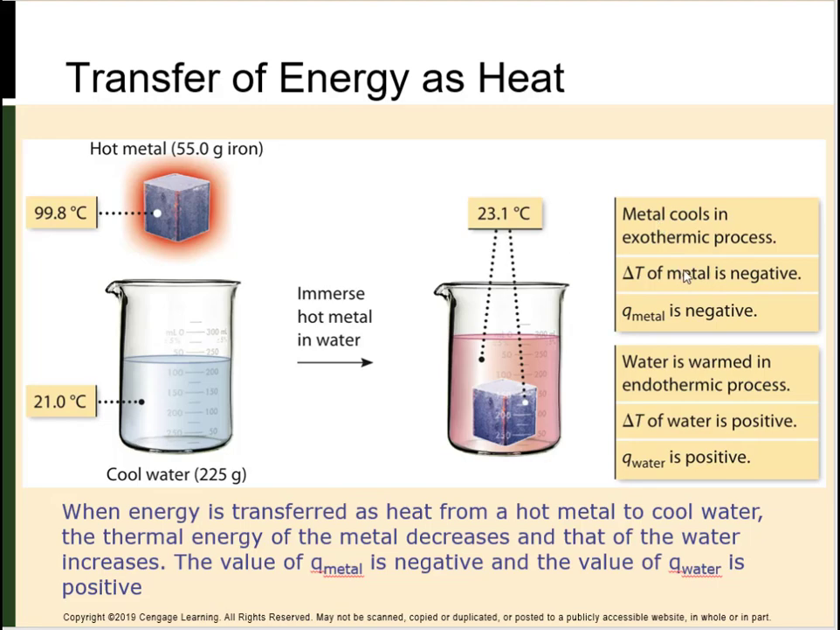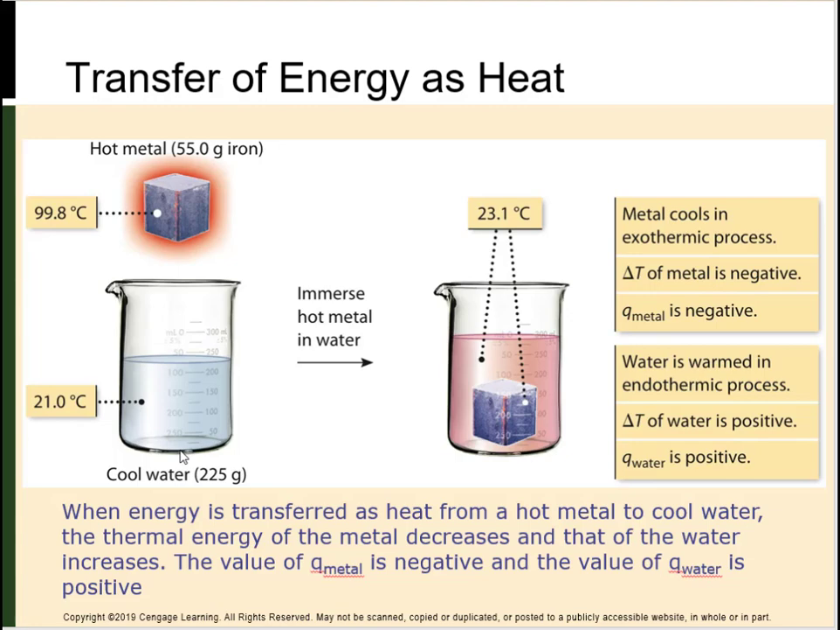So our metal to the water, so Q, the heat of the metal, has a negative value because the temperature of the metal has decreased, right? If I went from an initial temperature of 99 to a final of 23, so if I did 23 minus 99, that's our delta T, final minus initial, I'm going to have a negative temperature. So my Q is negative. Conversely, the Q of the water is positive, right? Because if I did final 23.1 minus initial of 21, I'm going to have a positive value because its temperature is increasing.